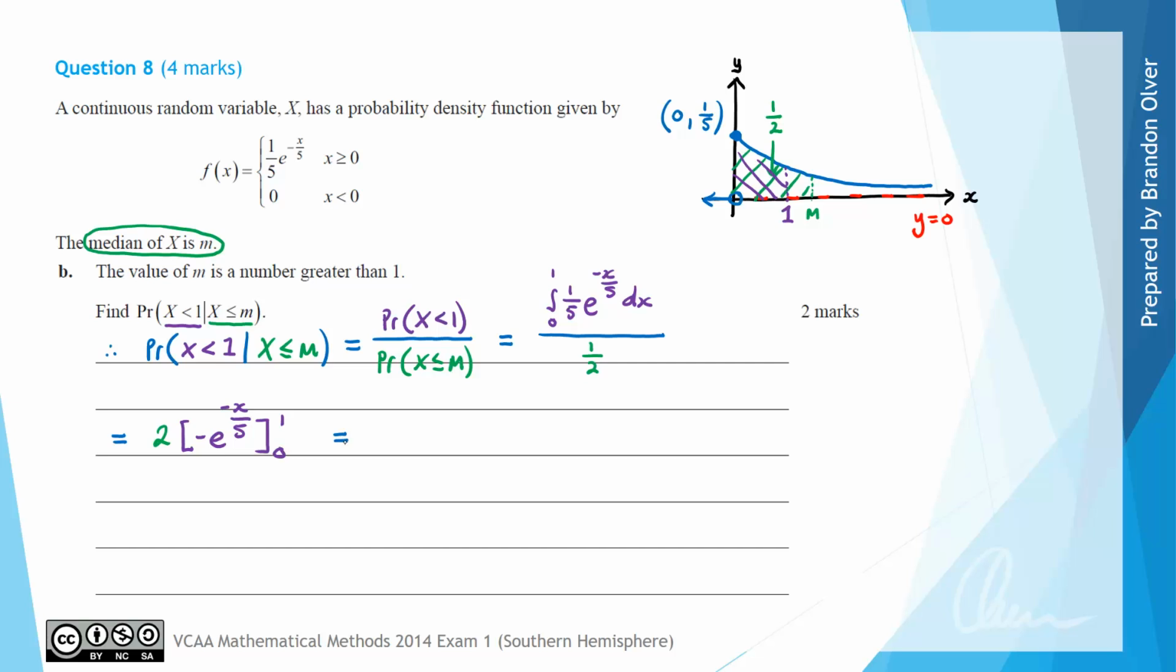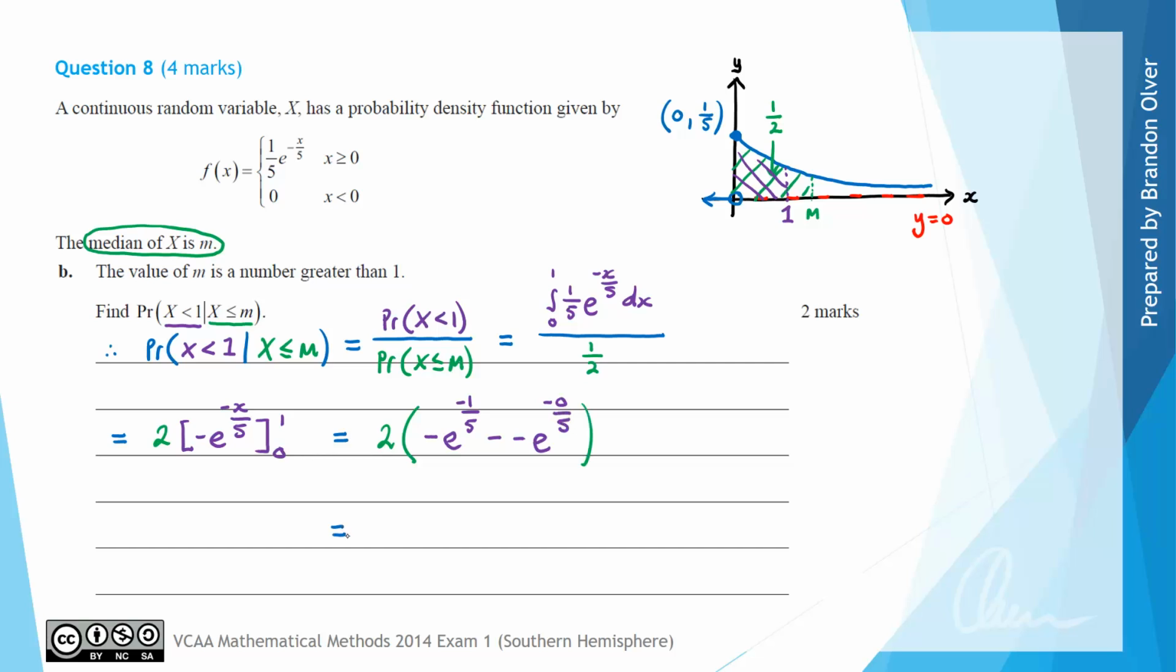So this is simply equal to 2 times, and first of all we're going to substitute in the upper terminal into the antiderivative, which will give negative e to the power of negative 1 on 5. And then we subtract away the antiderivative with 0 substituted in, so we're going to subtract away negative e to the power of negative 0 over 5.